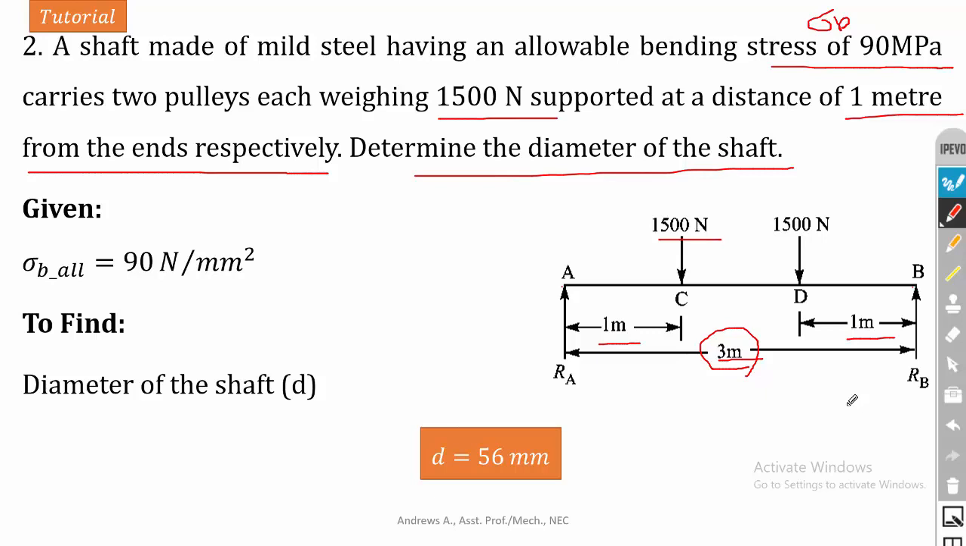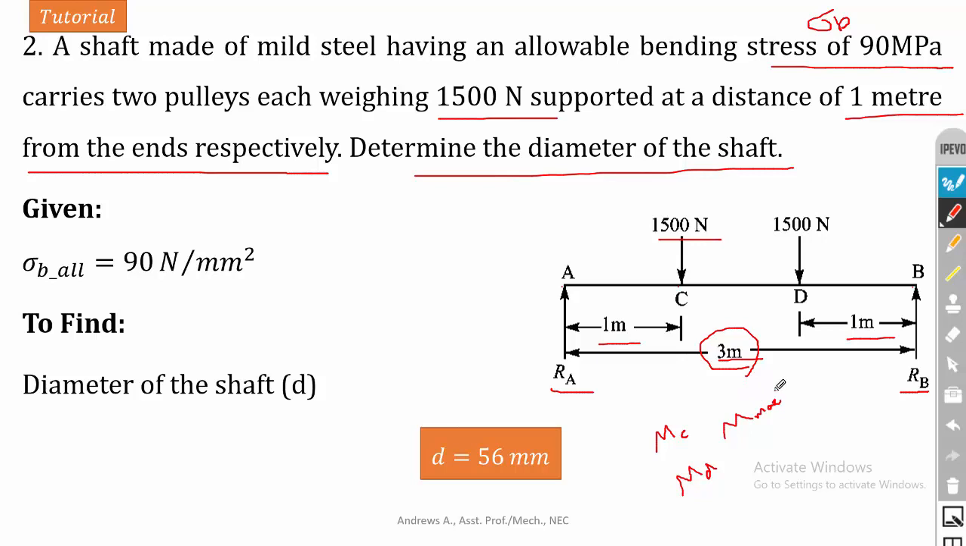So the problem is almost like the previous problem. We have to calculate the maximum bending moment first. For calculating the maximum bending moment, first we have to calculate RA, RB, then MC, the bending moment at C, then MD, the bending moment at D. From this we have to calculate the M max.